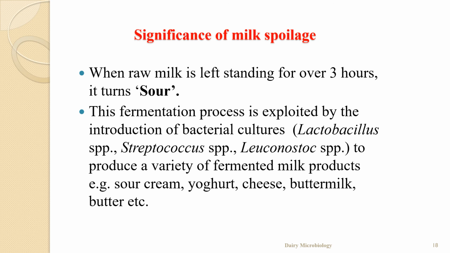Significance of milk spoilage. When raw milk is left standing for more than 3 hours, it results in souring of milk. This fermentation process is exploited by the introduction of desirable bacterial cultures, particularly lactic acid bacteria, for example, Lactobacillus, Streptococcus, Leuconostoc, and these desirable bacteria can utilize the nutrients present in milk and produce a variety of fermented milk products. For example, sour cream, yogurt, cheese, buttermilk, butter, etc.